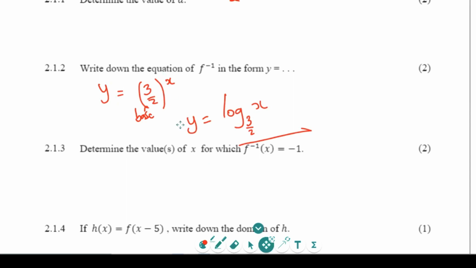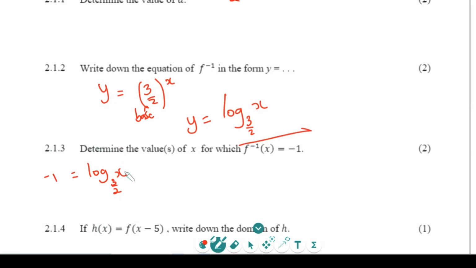They want us to determine the values of x for which the inverse of x is equal to -1. So what this means is we are getting the inverse, which is log base 3/2 of x, and then we are equating it to -1. Now, if I want to write this in exponential form, I will do that and determine what my x is.